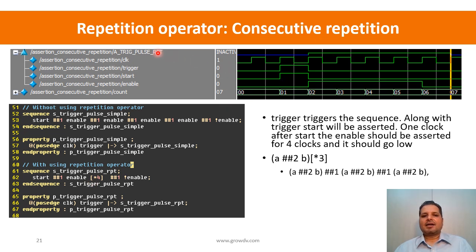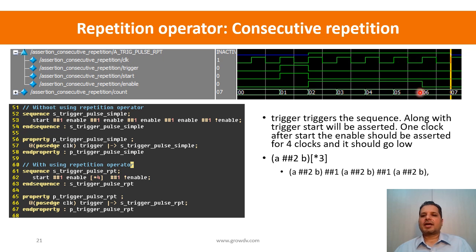Again, we have added the assertion. I have not shown this property being called with a directive. So the name of the property with the directive is a trigger pulse repetition, and all these signals are showing up over there. Now if we look at the waves, when the count is equal to 1, both the trigger and the start are being asserted. Immediately on the next clock edge, the enable gets asserted, and it remains true for count equal to 2, 3, 4 and 5, right?